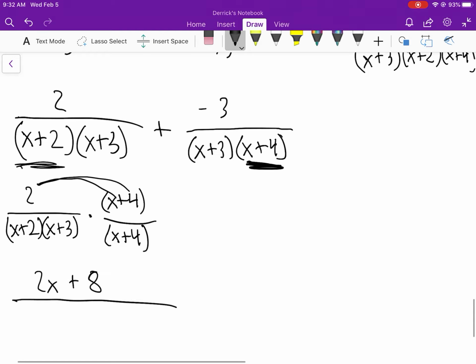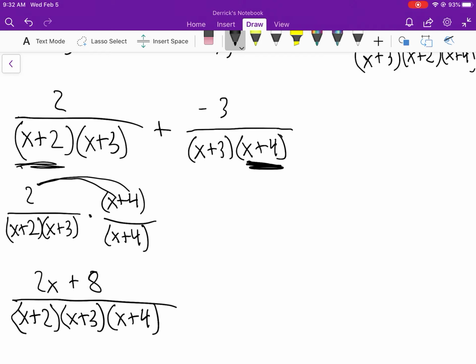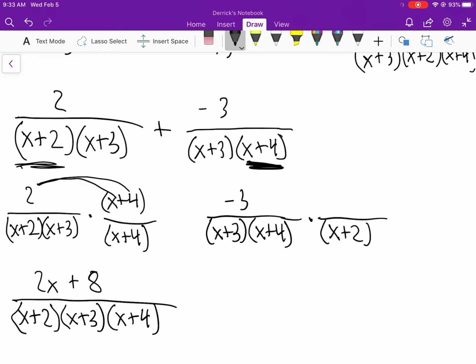My denominator, since I don't have to multiply these out, please don't make yourself go to all the extra effort of multiplying these out when you don't have to. I just write out all three of these quantities. Doesn't matter the order, that's just the three quantities that I'm trying to get for a common denominator. For my second fraction, I've got negative 3 over x plus 3 and x plus 4. So I have two of the three that I need, but the x plus 2 that my first fraction has, I do not have in this one yet. So I need to multiply that x plus 2 in here so I can get both these fractions to have a common denominator.